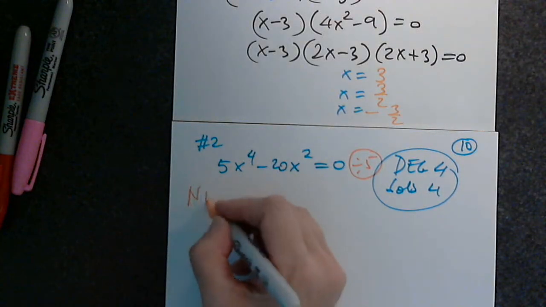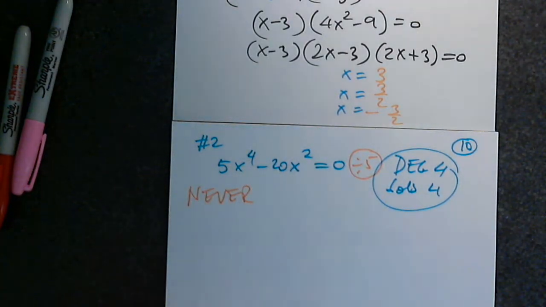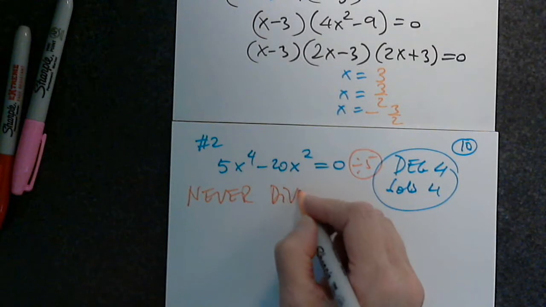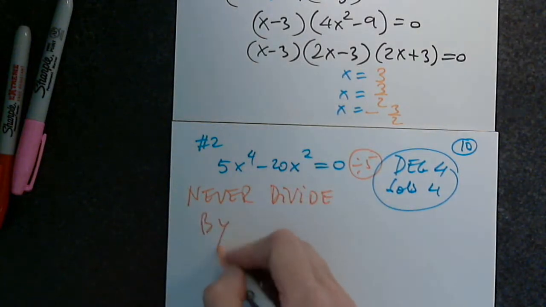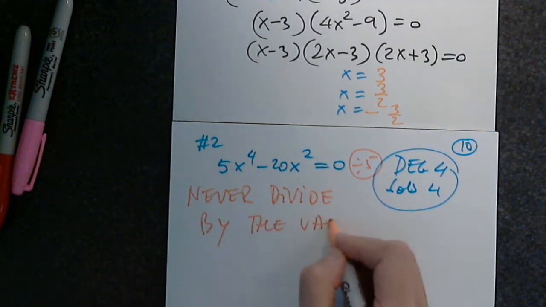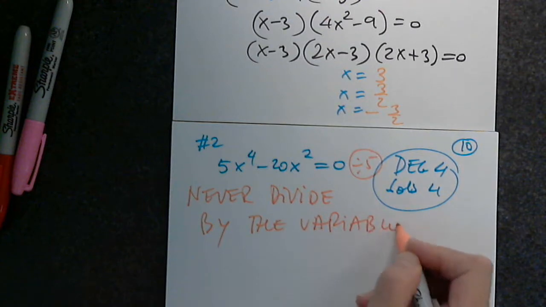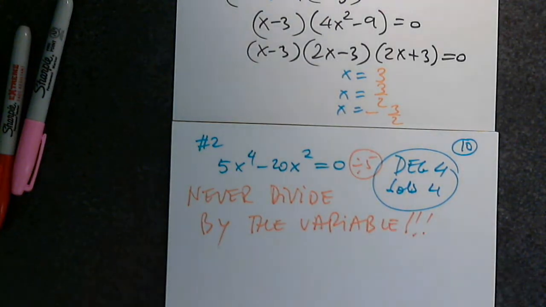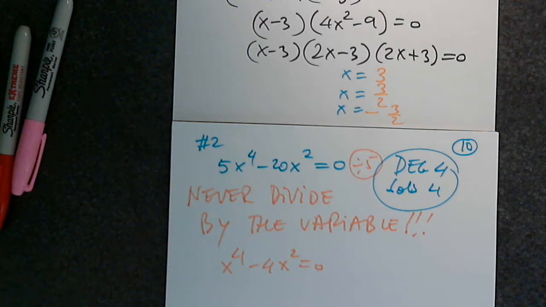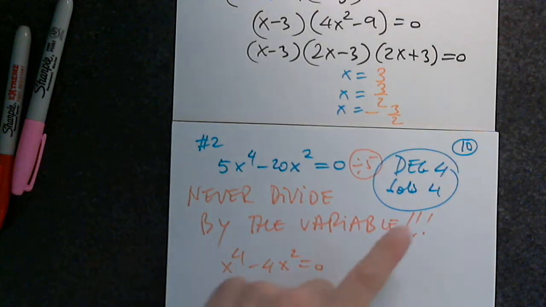Never divide by x. I'm not saying you meant to, but I need to write this down. Never divide by the variable. Please remember, I can divide both sides by 5 and get x to the 4th minus 4x squared equals 0, but I cannot divide by x. x or x squared is a common factor to both, but I cannot divide it. Why? If I do divide, I will never get 4 solutions. I will only get 2.